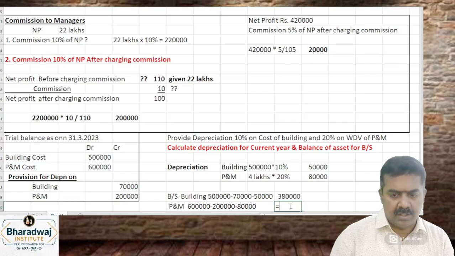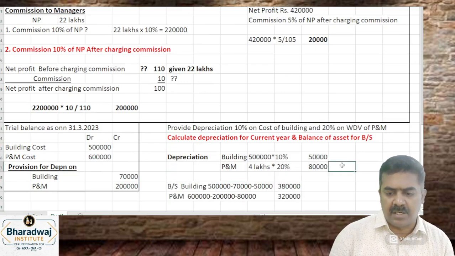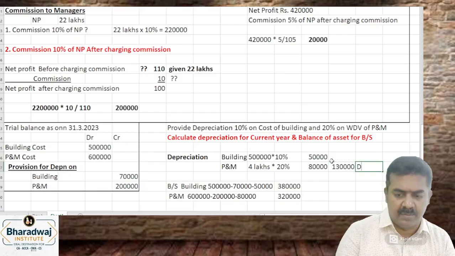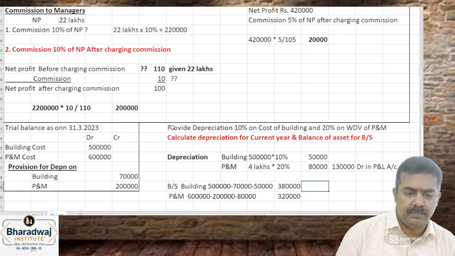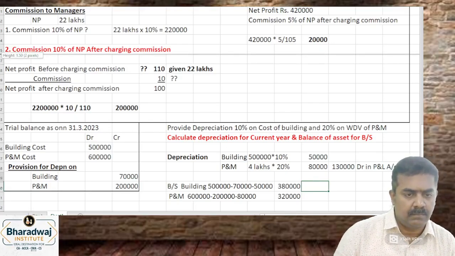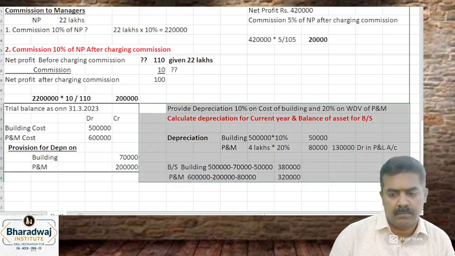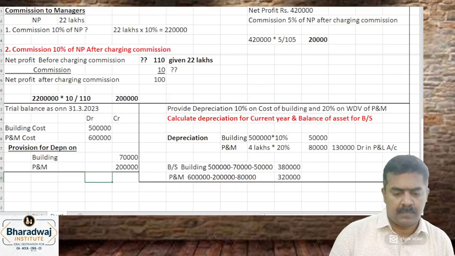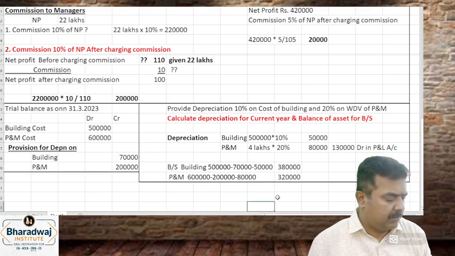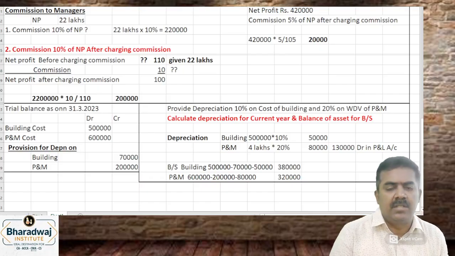Sometimes they ask you questions based on this. Take this up. This is the depreciation to be charged in the P&L account. 1,30,000 to be debited in which account? Profit and loss account. And the next one is for the balance sheet. For the balance sheet, this much will be shown. Any doubt in this, live online?